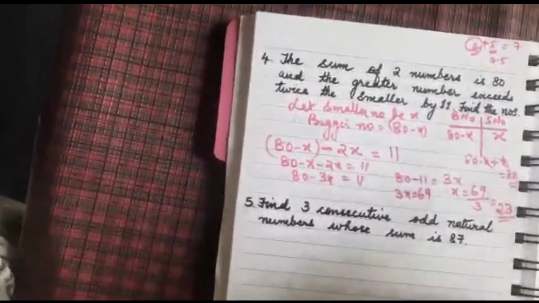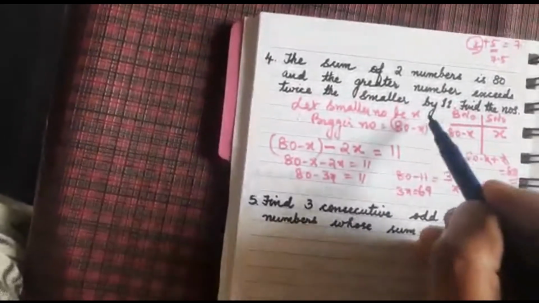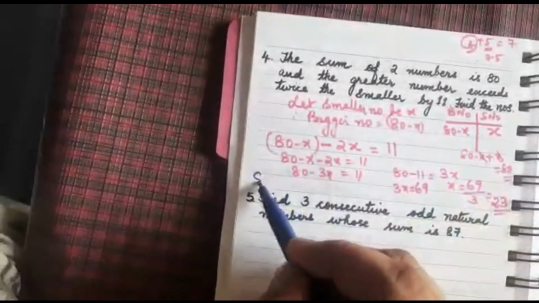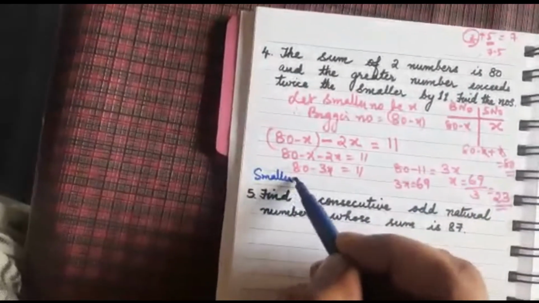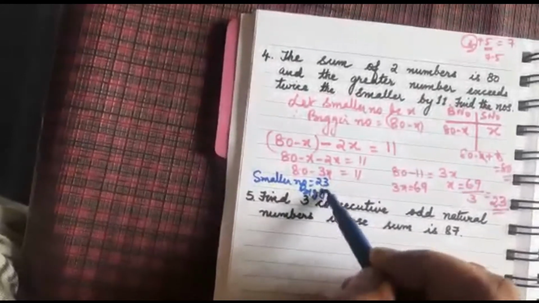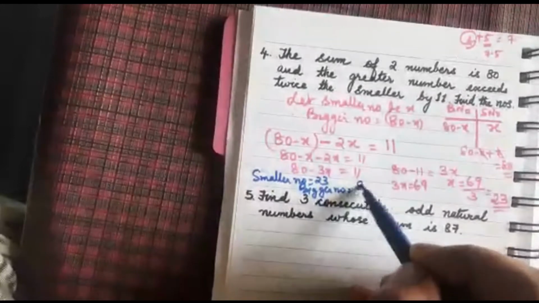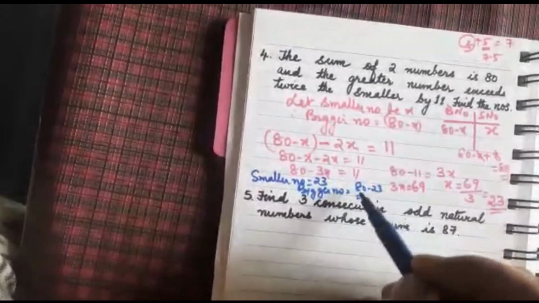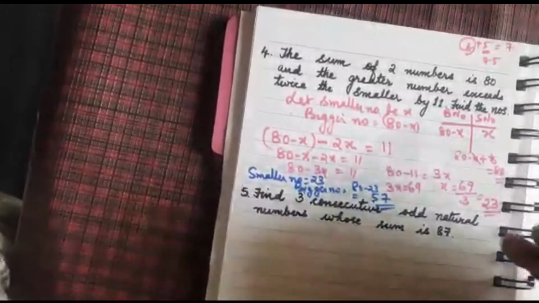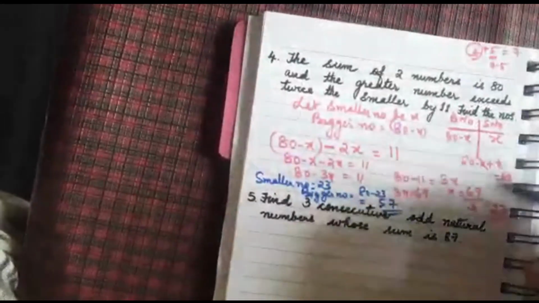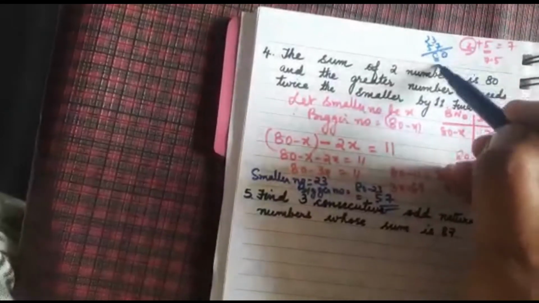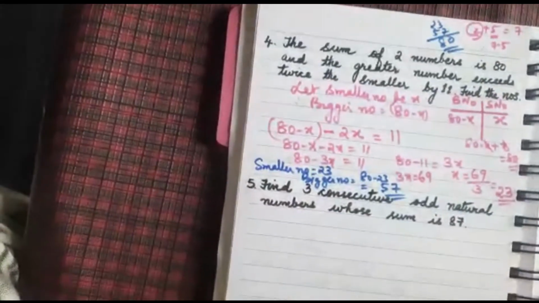Find the numbers. So I had to find the numbers. Smaller number I got as 23. So how will I get the bigger number? Smaller number is 23 and bigger number is 80 minus 23. How much is it? 80 minus 20 is 60, 60 minus 3 is 57. So verify it. How will you verify? Sum is this one. So 23 plus 57. Is it 80? Yes, it is 80. So this is correct. Okay.